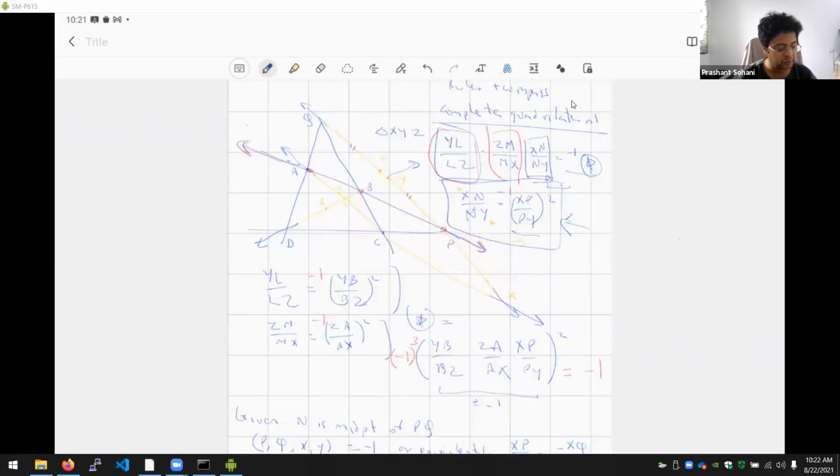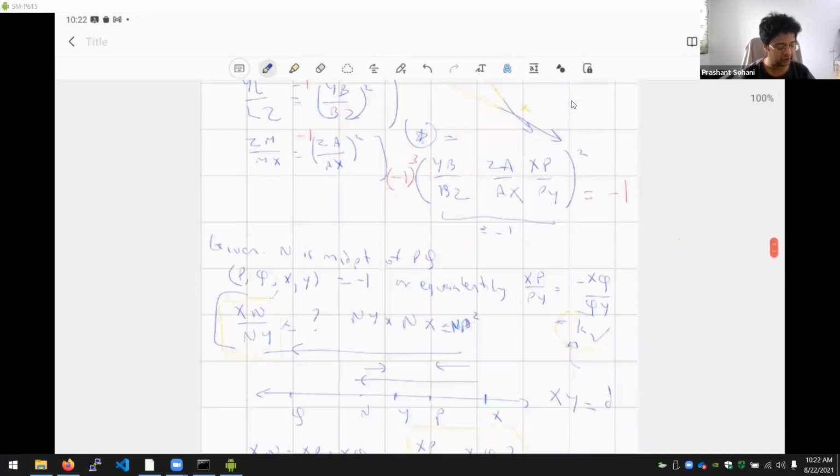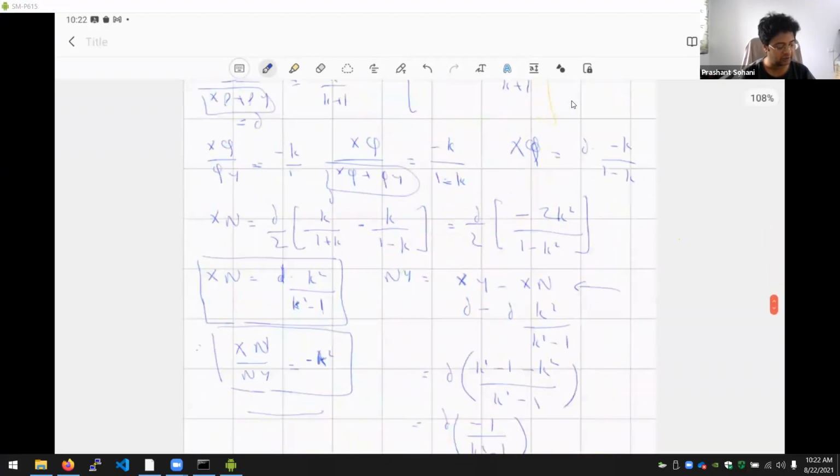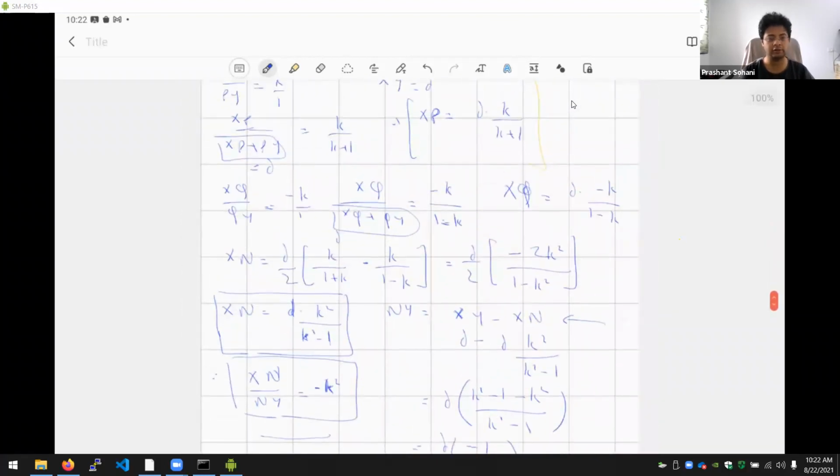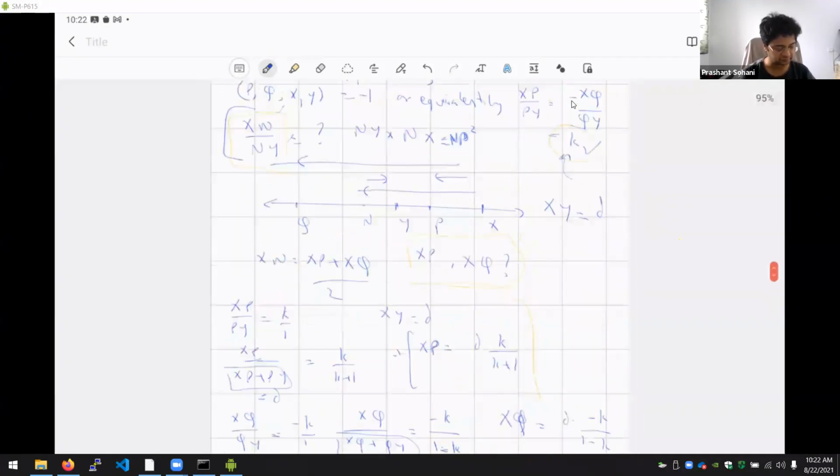And N is the midpoint of PQ. So based on just these two factors, I should be able to find XN upon N bar, which is what we did here, all this calculation. And by the way, this calculation is useful for you as a permanent resource, that anytime you have this configuration where you have harmonic points and one of the midpoints of one of the segments, you know what that ratio is going to be like. So in general also, this is a good thing to store in your bank, let's say.